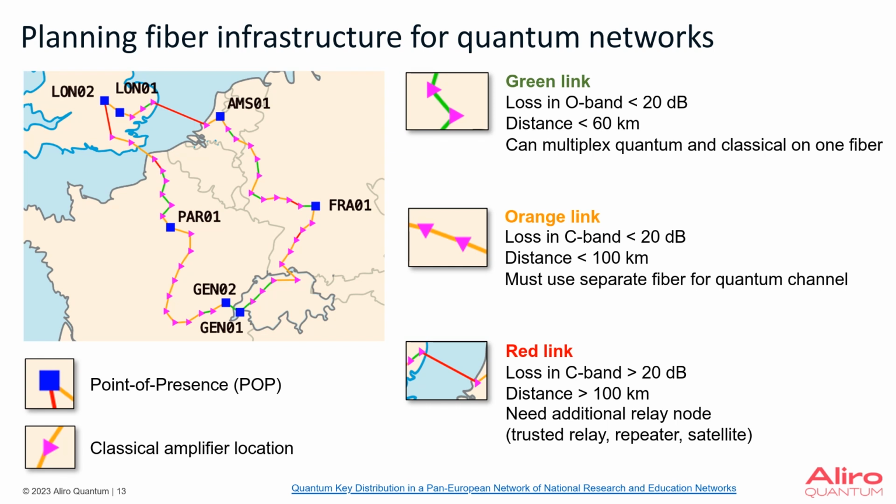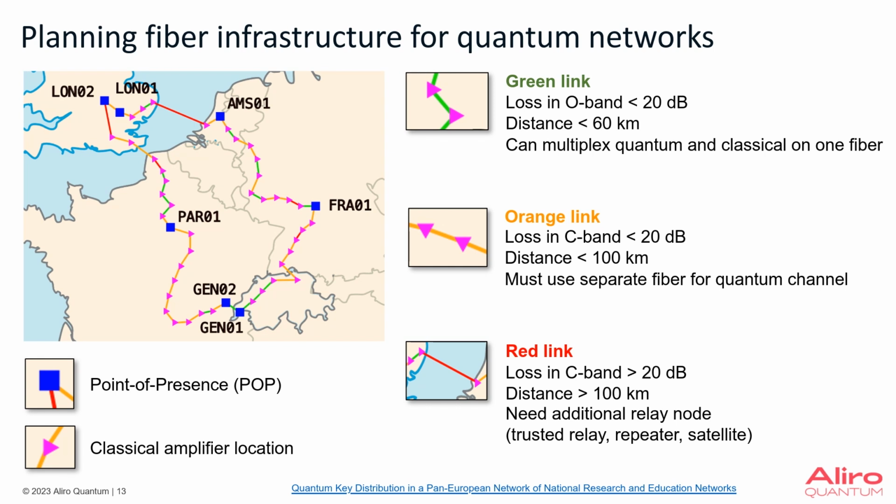The green links have less than 20 decibels of loss in the O band, which maps to roughly less than 60 kilometers of distance. That is the ideal and cheapest scenario for a quantum link, because we're able to use wave division multiplexing to multiplex the quantum channel onto the same fiber that's already in place for the classical channels. You may have to deploy some new DWDM devices if they're not already part of the network, but we don't need to deploy any new fiber or rent any new fiber. And that's typically where the bulk of the cost is in a network. The orange links have less than 20 decibels of loss in the O band.